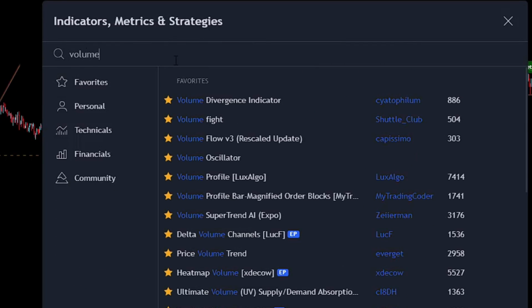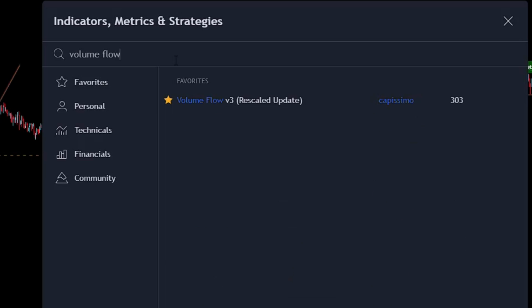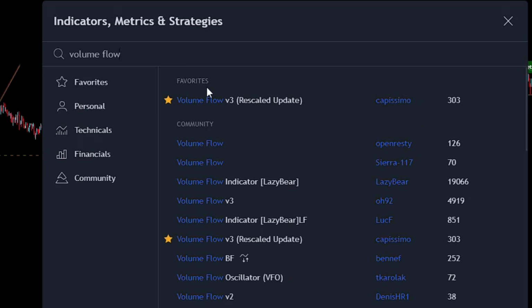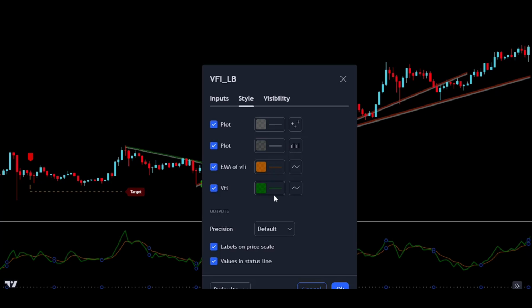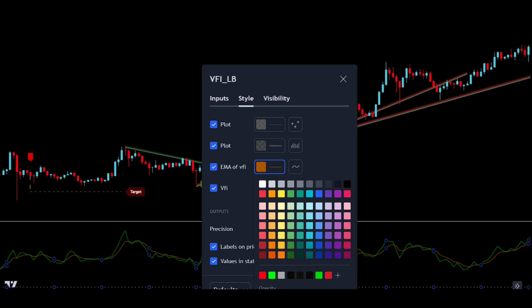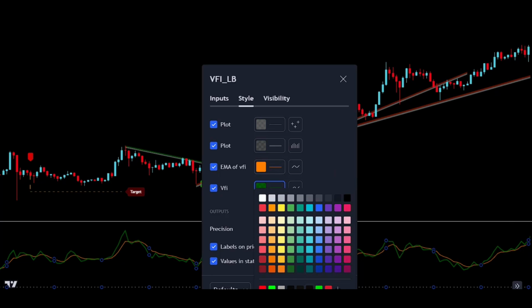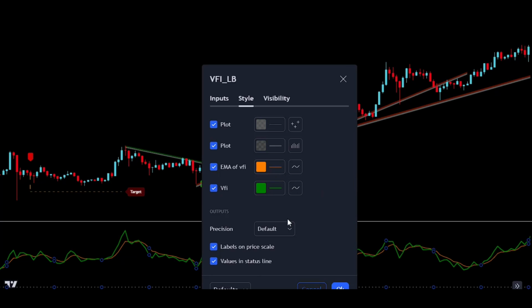Another more advanced way to increase signal accuracy is by adding a good volume indicator. Volume Flow Indicator by Lazy Bear does a very good job at canceling low-quality signals. Before we proceed with the strategy, let's open the indicator style and increase the line's opacity. In the input section, I recommend enabling the smoothing option.